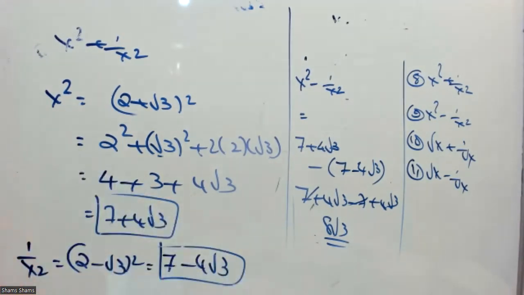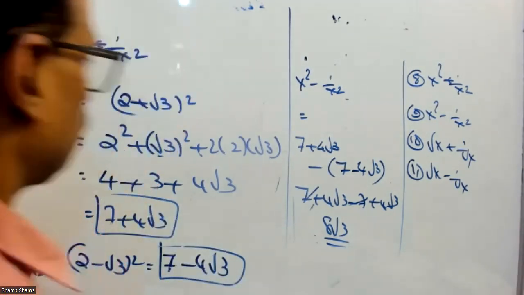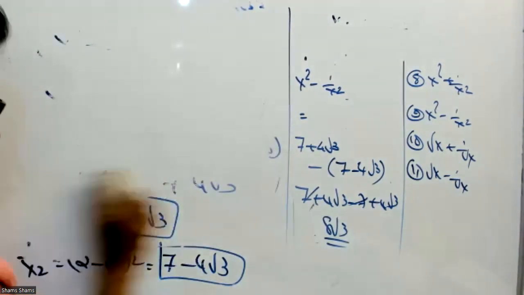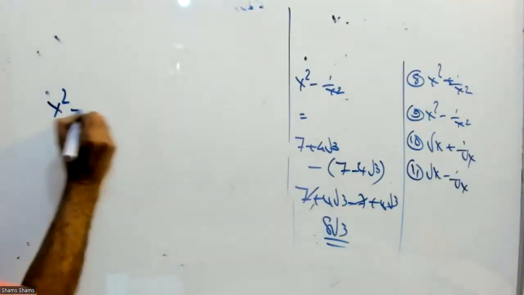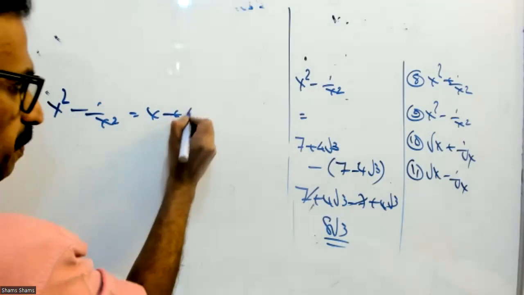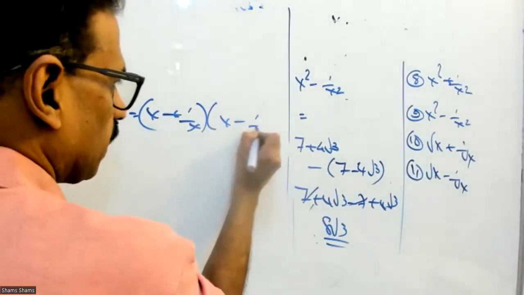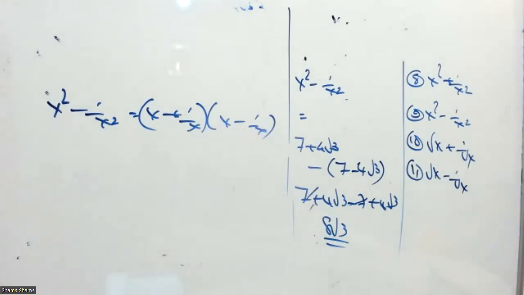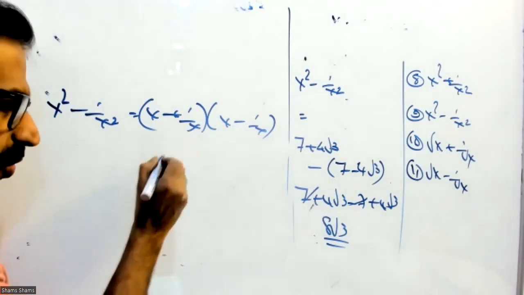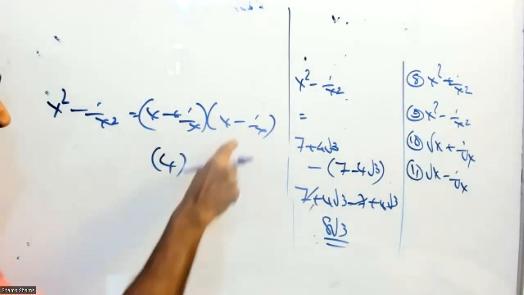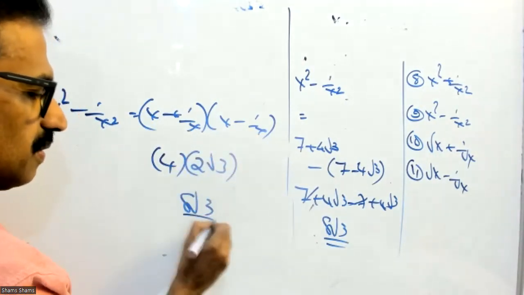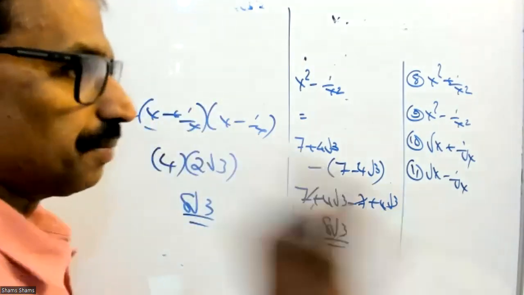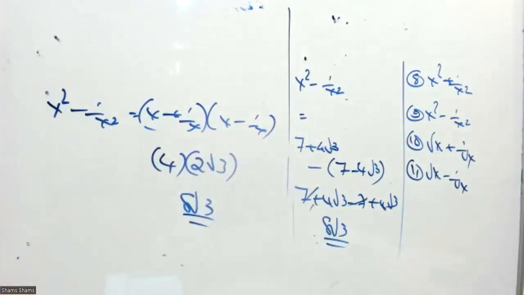So I got 8 root 3. Now another method, look here. You can select whichever is easy. x square minus 1 by x square equals x plus 1 by x into x minus 1 by x, right? a square minus b square is a plus b into a minus b. This one we already have: 4. And this one is 2 root 3. So the answer is 8 root 3. You can use this method or that method, up to you. Second method.